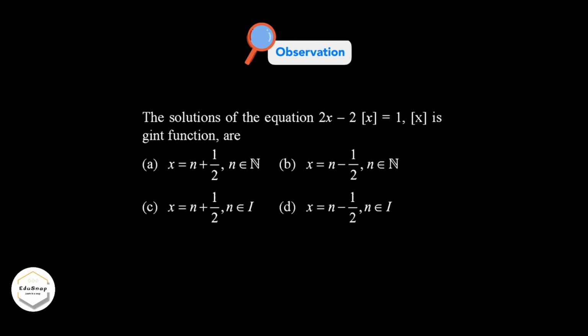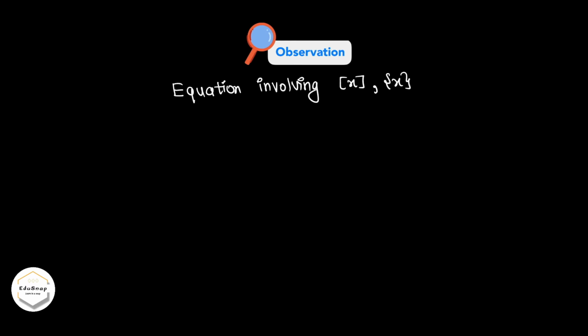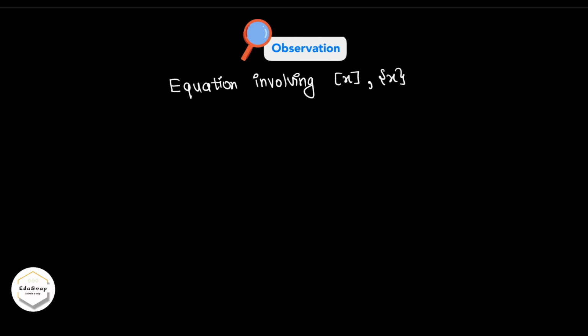So let's begin the observation part. Here the equation involves what? The greatest integer x and the x. Okay, if you recall one concept, whenever we see that the equation involves these kinds of things, how to proceed? Let's quickly discuss.